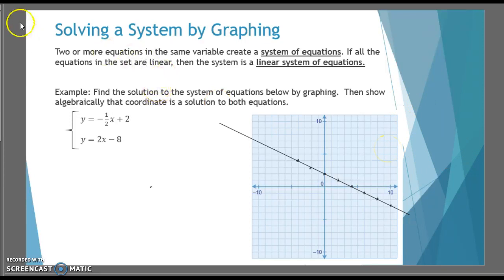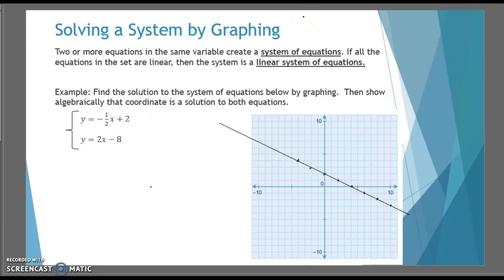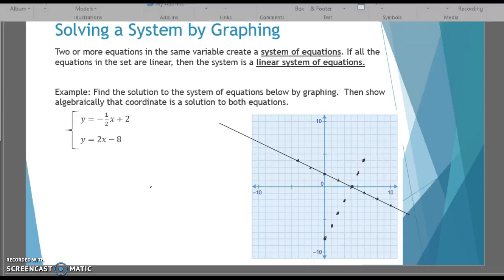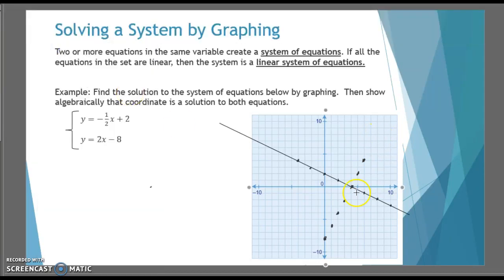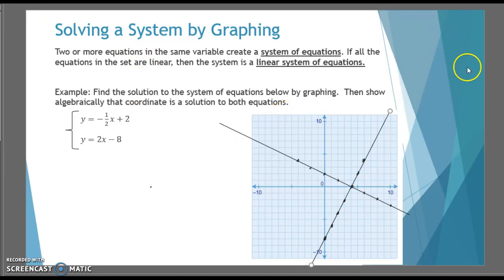All right, let's do the second line now. y equals 2x minus 8. So we're going to start way down here at negative 8, but we're going to go up 2 over 1, up 2 over 1, up 2 over 1, up 2 over 1. Oh, looks like they intersect right there. All right, let me insert my line. And we can make it a little bit longer. And we'll make it a black line to make it easier to see. Okay, there's our two lines.